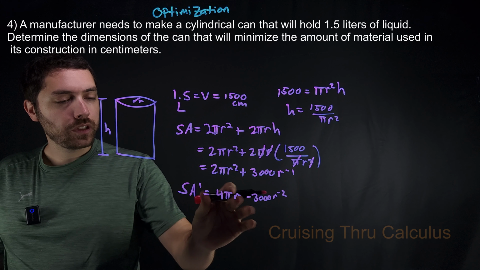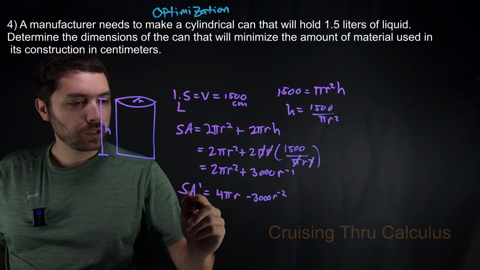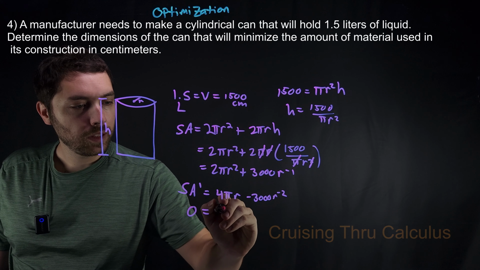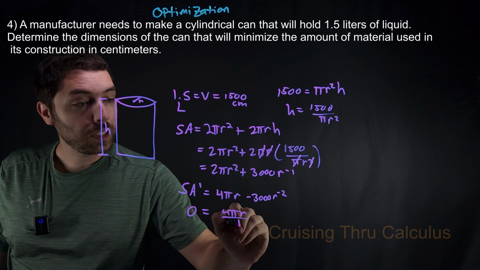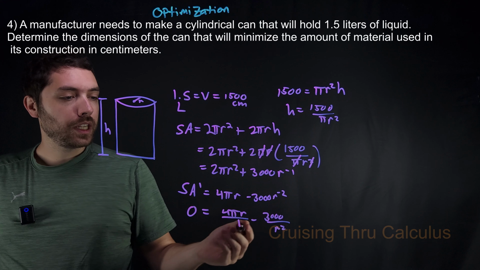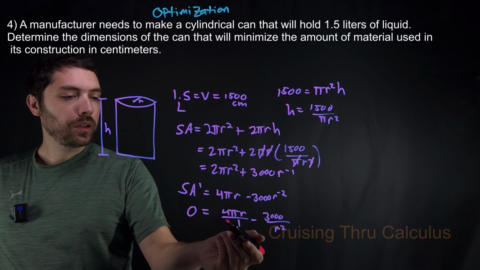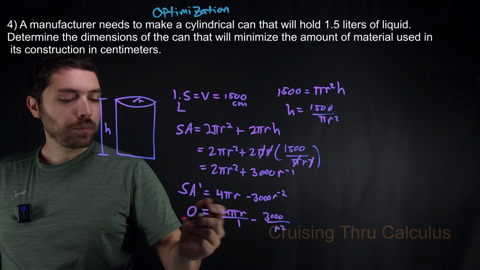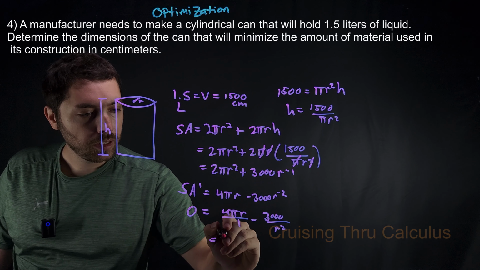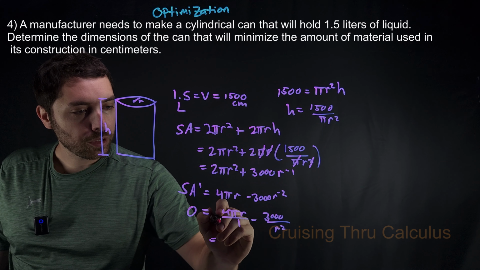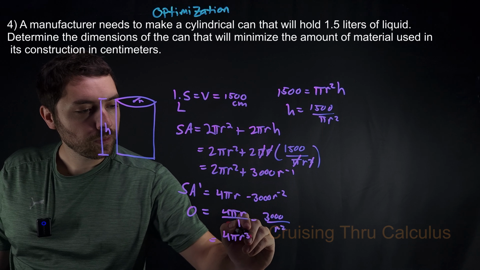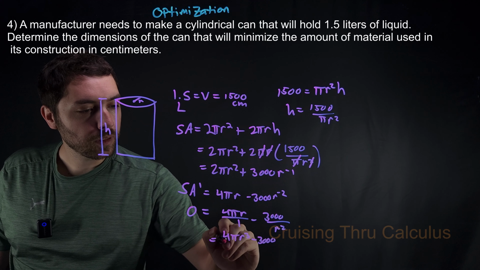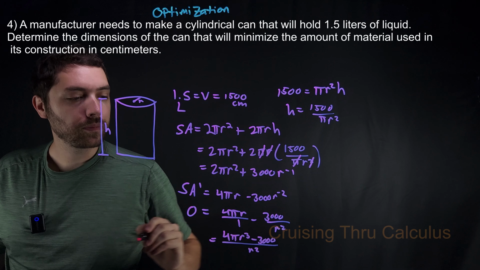Now let's set this equal to 0 and see if we can figure out what r is equal to. Now, I can already tell that when we're doing this here, we're going to need to get a common denominator, because I'm going to take this r to the negative 2, move it to the denominator here, which means I'm going to have to multiply this side by r squared. So if I do multiply this side by r squared over r squared, I'm going to get 4 pi r cubed minus 3000 all over r squared.